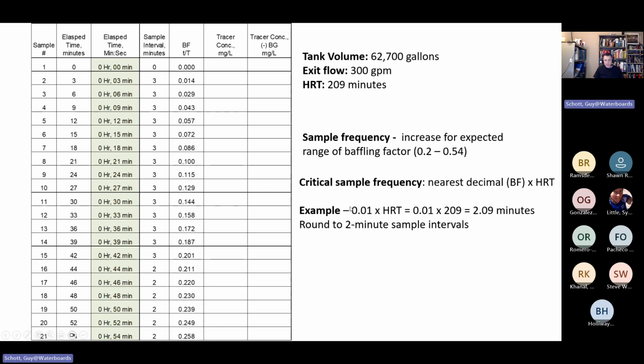The sample frequency, what I call critical sample frequency, is based on the nearest decimal point of the baffling factor that I want to achieve times the hydraulic residence time. So let's say I want to have the baffling factor to the nearest 0.01. I just multiply that by the hydraulic residence time, which is 209 minutes. That gives me 2 minutes and 9 seconds. We don't want to sample every 2 minutes and 9 seconds, right? We want some even numbers, so we'll just round down to 2 minutes. That's how I come up with 2 minutes.